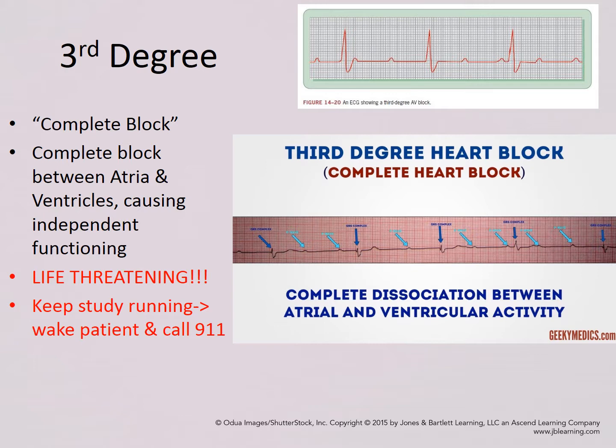Again, you want to keep your strip running, have someone call 911 while you go try and wake the patient. If you look at the picture with the blue arrows, starting from the left and going to the right, you have one QRS complex, then it shows you two P waves identified by the light blue arrows, then you have another QRS complex, then you have one P wave, and then you have another QRS complex. So there's just no regular rhythm going on there. Let's go on.